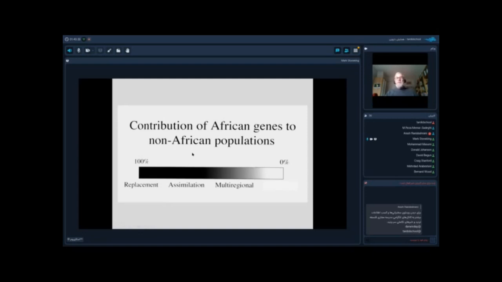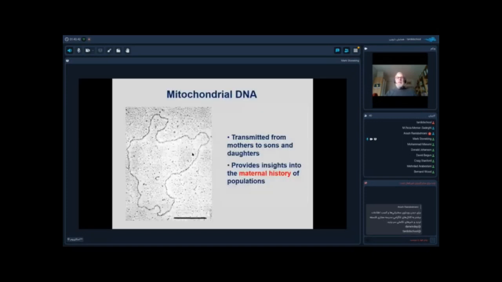So this says if we want to distinguish among these hypotheses, we should look at the genes. And the first gene to be looked at in sufficient detail to try to address these different hypotheses was this one. It's mitochondrial DNA. It's found outside the nucleus of the cells in the mitochondria. It has a number of unusual and useful properties, one of which is that it's transmitted from mothers to sons and daughters. Males have mitochondrial DNA, but they don't transmit it to their offspring. So by studying variation in mitochondrial DNA, we're learning about the maternal history of human populations.